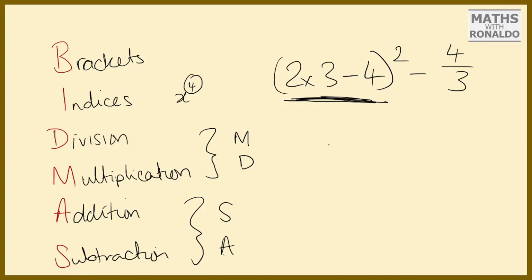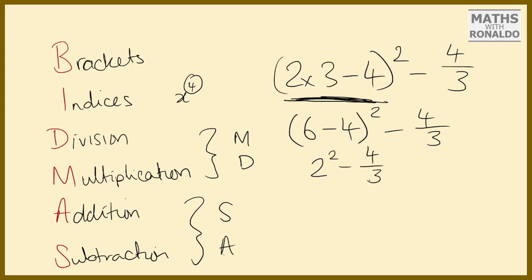Now, inside the brackets we can apply BIDMAS again, and if we apply it again, we know that this multiplication happens before this subtraction. So we can rewrite this as 2 times 3, which is 6, minus 4, squared, minus 4 over 3. Now, next we go back to the brackets because we haven't finished. We only have one operation inside the bracket, and that is subtraction. 6 minus 4 is 2, squared, and then we have the minus 4 over 3.